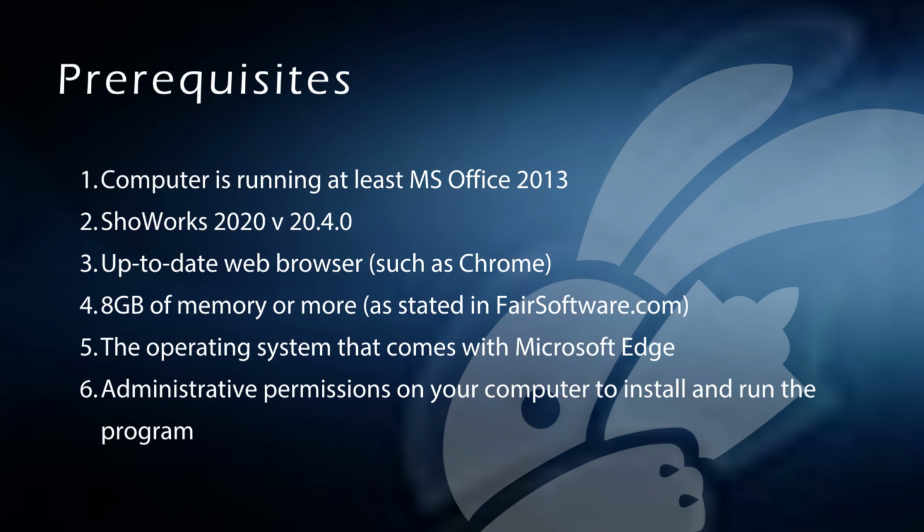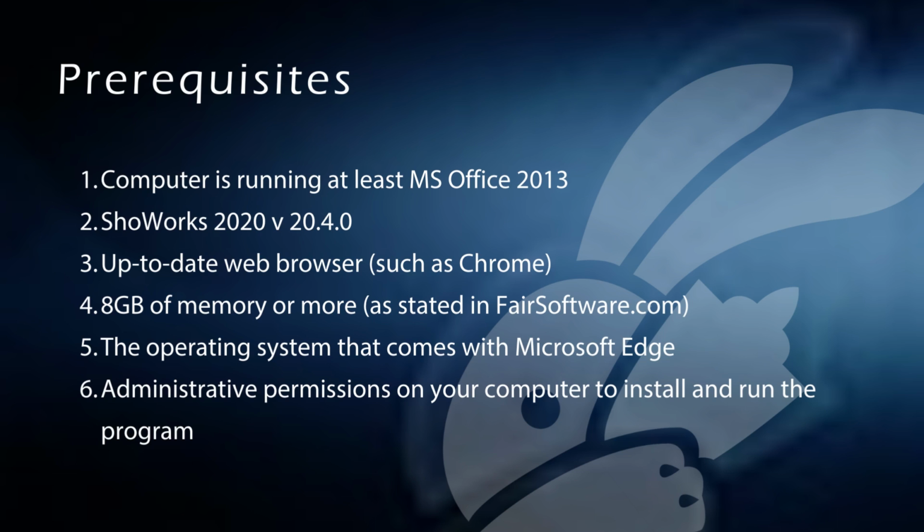Alrighty, so we do have a couple of prerequisites in order to use our online site, as well as a product called ShoWorks Agent and Auction Monitor. These do need to be in place before using the program. You do need to have a computer that is running at least Microsoft Office 2013. You need to have ShoWorks 2020 version 20.4.0. This version will have the provision auction button in the cloud tab. If you do not have this button, you will want to update your version with ShoWorks.